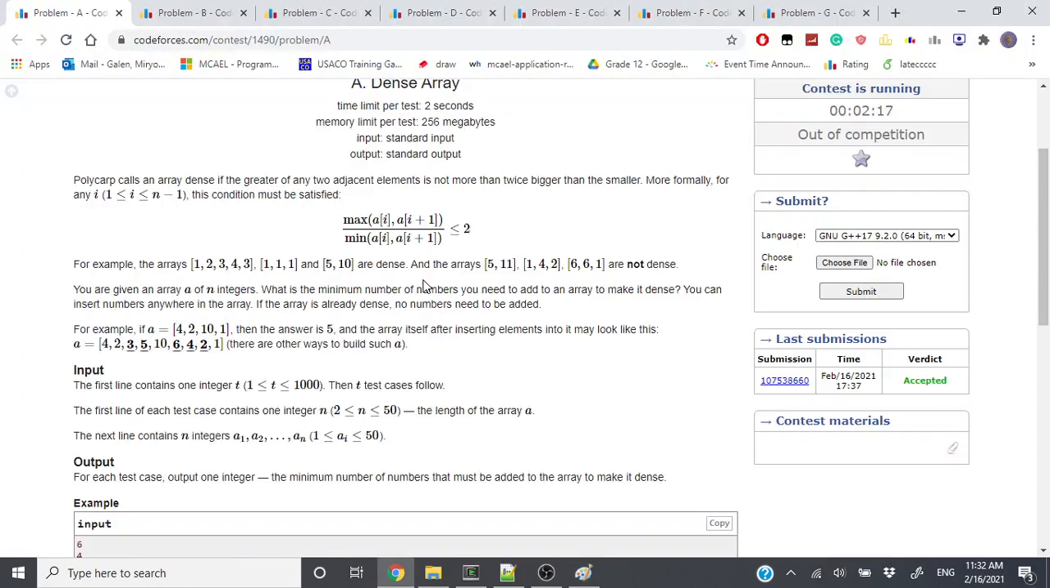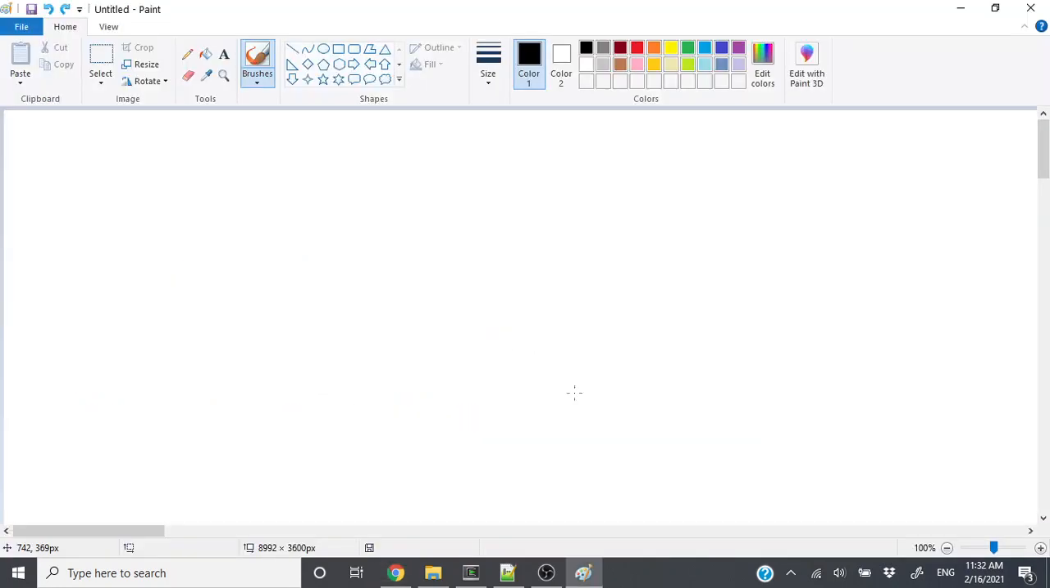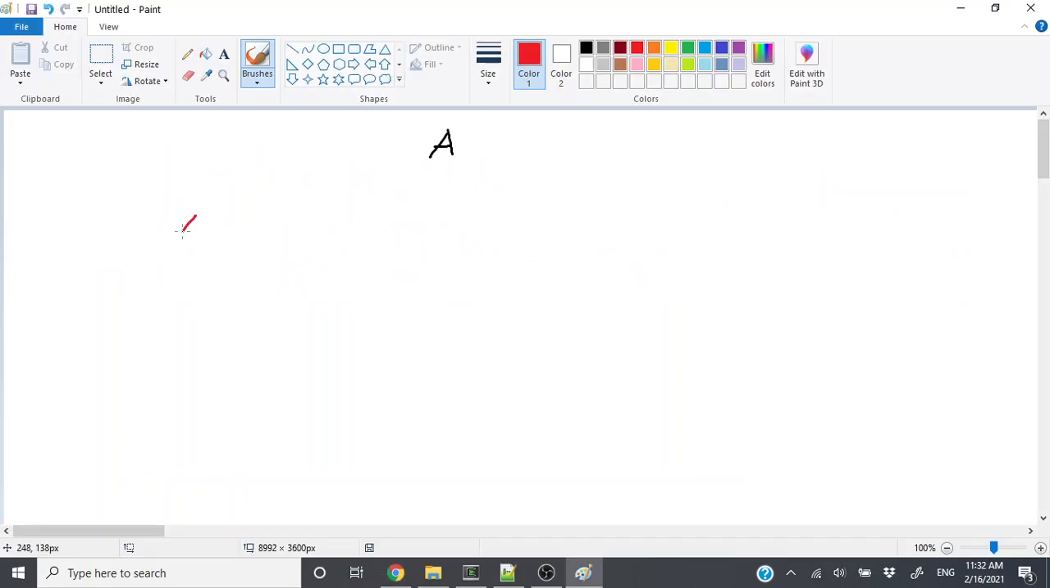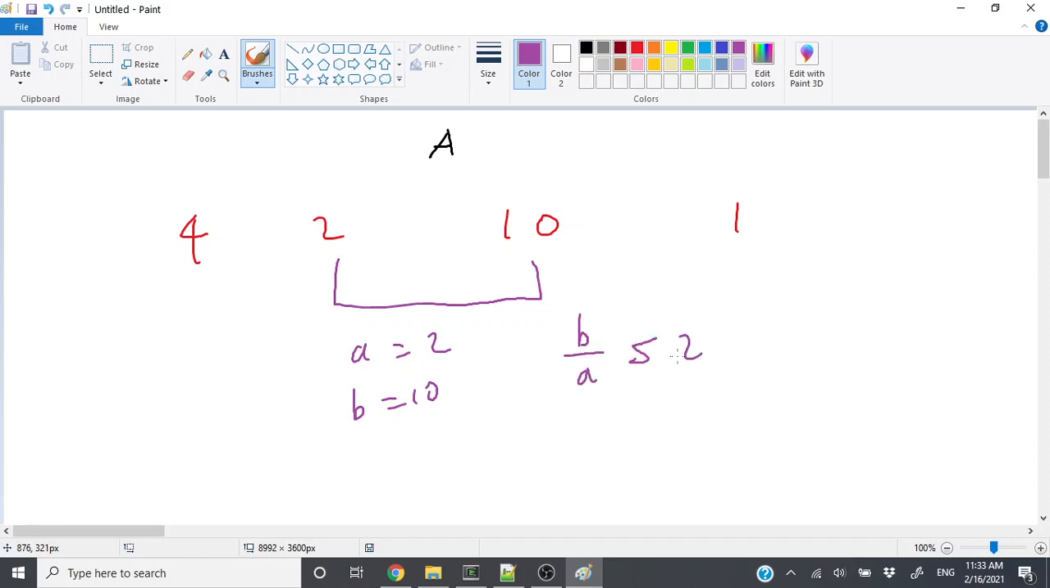Now let's do some problems. So we have this problem A, and essentially what we're going to do is insert some elements in between elements of this array. And what we want is to consider any two adjacent elements. Let A be the smaller one and B be the larger one. Then we want B divided by A to be less than or equal to 2.